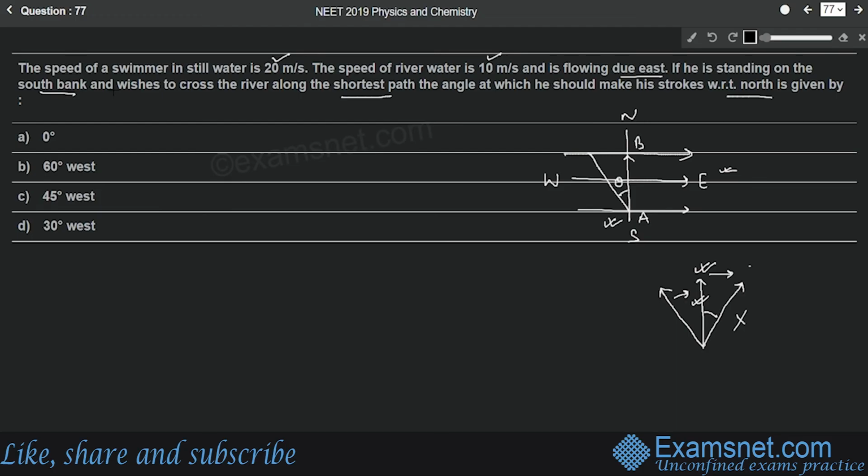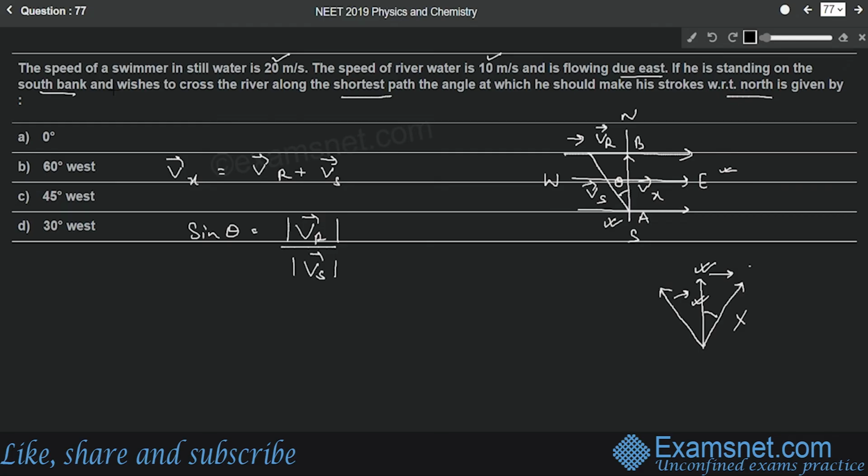Now we have to find out this angle theta. So we know that this is the direction of river flow. So let's assume that this is VR, that means velocity of river. Now the swimmer is moving towards this side, so it is vector Vs, that means velocity of swimmer, and this is the shortest path AB. So let's write it down here, vector Vx. Now we know that vector Vx will be the vector sum of these two, that means vector r plus vector s. That means sine theta will be equal to VR divided by VS.